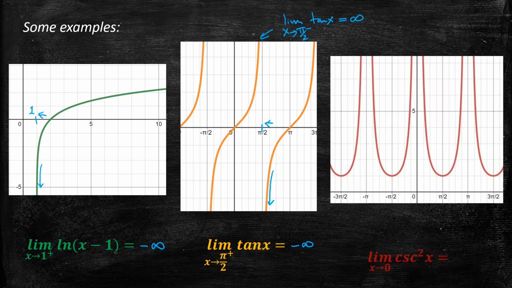And here we have a graph of cosecant squared x. And notice I haven't put a one-sided limit here because if you notice from the left of 0 and the right of 0, the graph is heading to positive infinity. So we can say that the limit as x goes to 0 is infinity. And the one-sided limits also would be infinity.